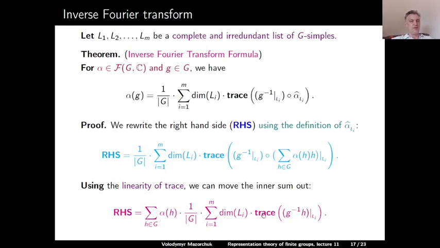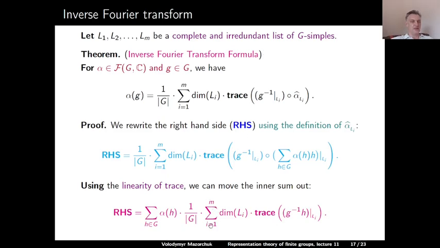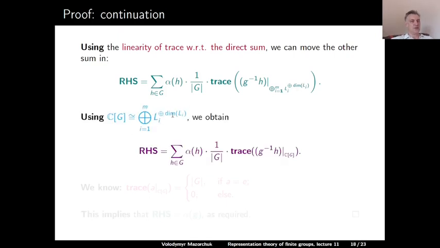So our next step, we now use the fact that trace is linear with respect to taking direct sums. So we can move in the sum over all i from 1 to m, dimension of Li, inside the trace, and then we get that the right-hand side of our formula is equal to the sum over all h in G, alpha of h times 1 divided by the cardinality of G, and then the trace of the action of the element g inverse h at the module given by the direct sum of all simples with the multiplicities given by their dimensions. But we know that the direct sum of all simples with the multiplicities given by their dimension is just the regular G module.